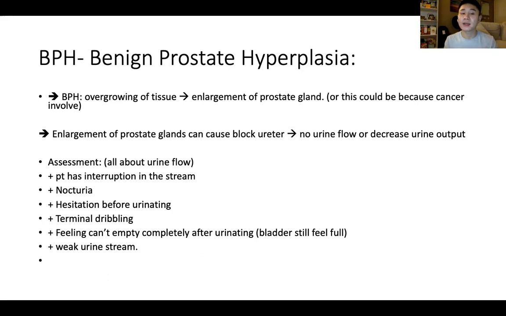How do you assess this? It's all about the urine flow. The patient will show signs and symptoms of interruption in the stream. They will have nocturia, meaning that they excessively pee at night. They will have hesitation before urinating, meaning that they stand in front of the urinal for a long period of time and cannot pee, or they're trying to pee but cannot because the prostate is obstructing the flow. They will have terminal dribbling, meaning that it will drip, drip, drip.